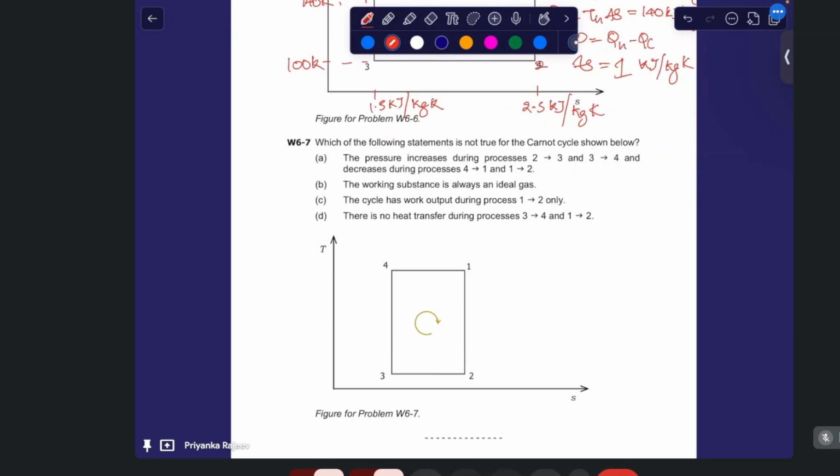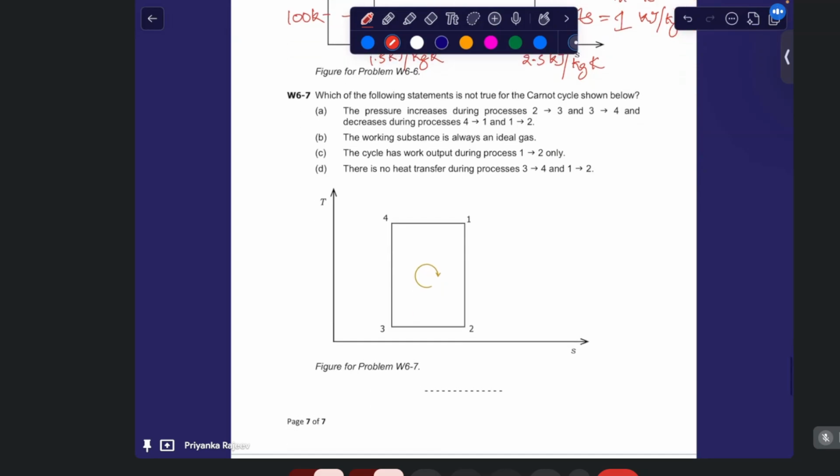Now, the seventh question. Which of the following statements is not true for the Carnot cycle shown below? The pressure increases during process 2 to 3 and 3 to 4 and decreases during process 4 to 1 and 1 to 2. The working substance is always an ideal gas. The cycle has work output during process 1 to 2 only. There is no heat transfer during process 3 to 4 and 1 to 2. Okay, so the Carnot cycle does not require the working fluid to be an ideal gas. It can be steam or vapor or even a real gas. So B is not true.